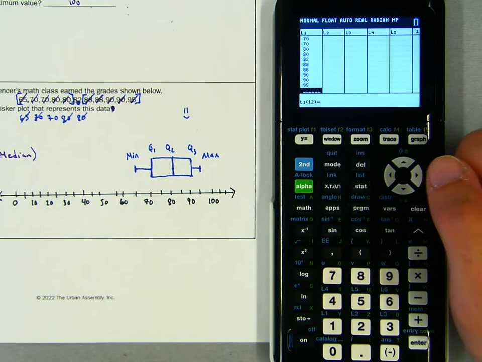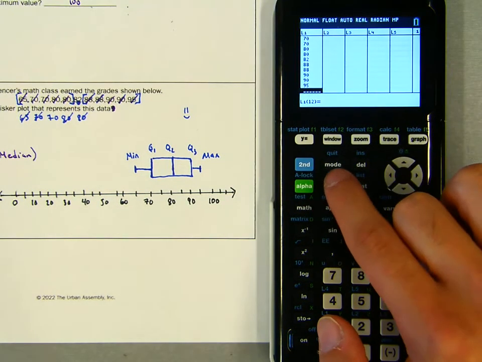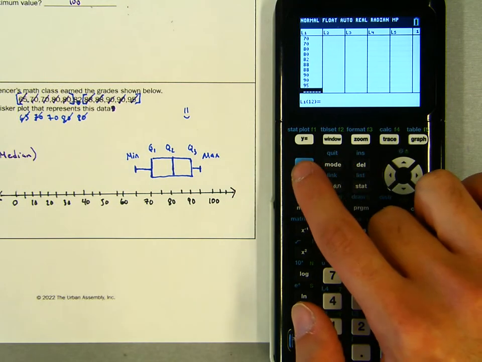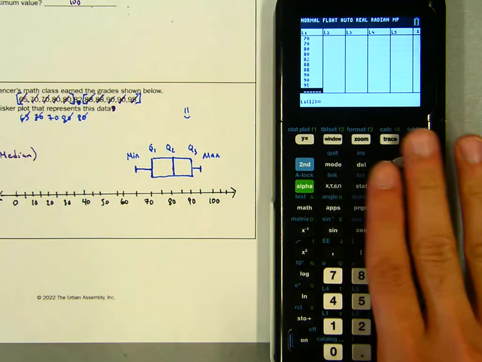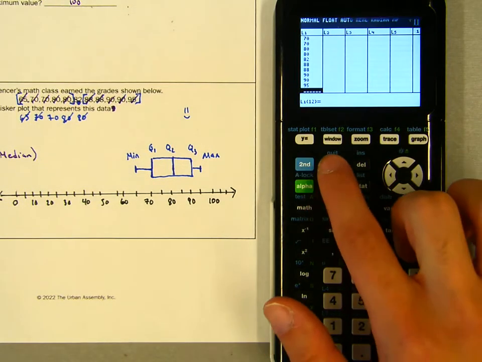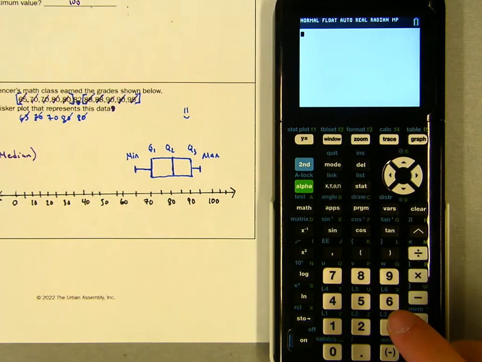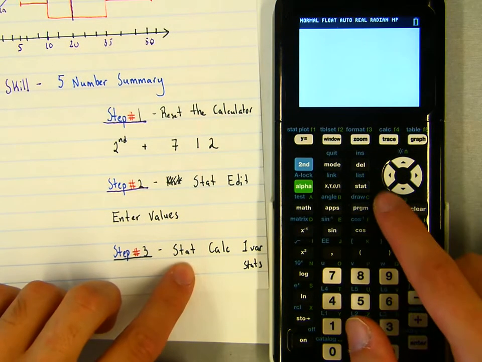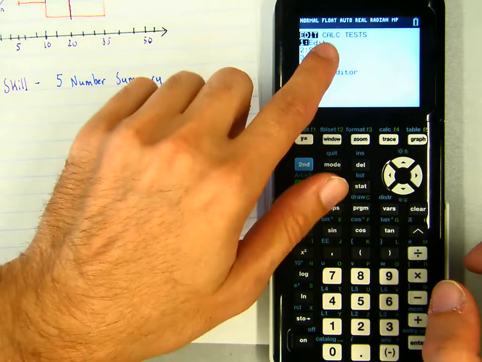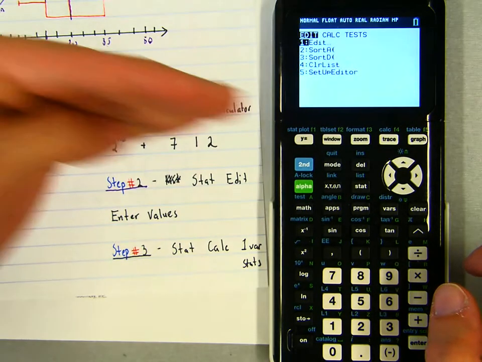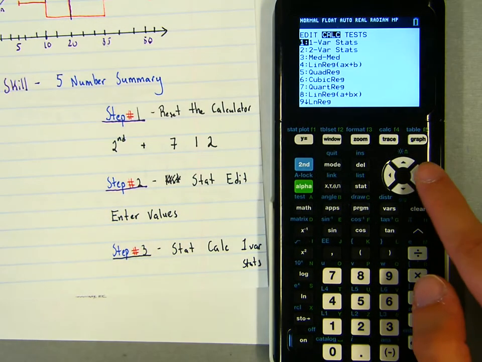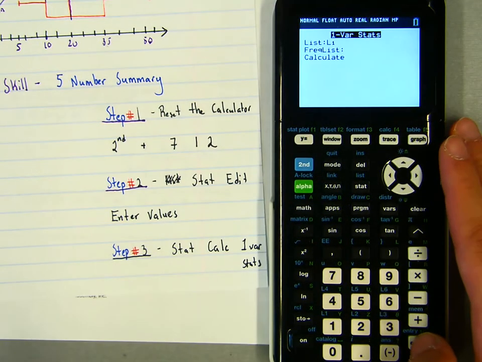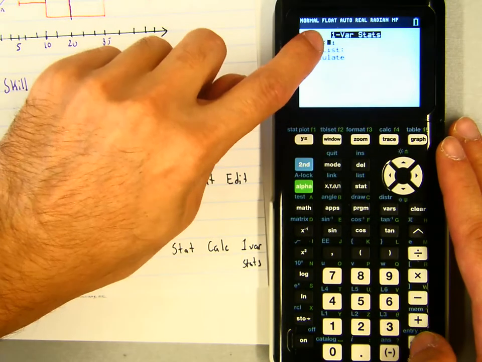Now let's hit second, and you see how it says quit over here? When you hit second, you're activating the blue within the calculator. So you hit second mode. Now I'm back here. What we're going to do is go back to stat. So I hit stat, then you see this calc. We're going to go 1 to the right, and now you see one variable stats. I hit enter.